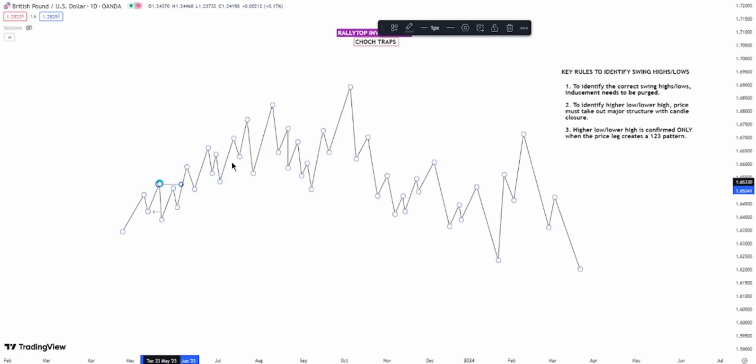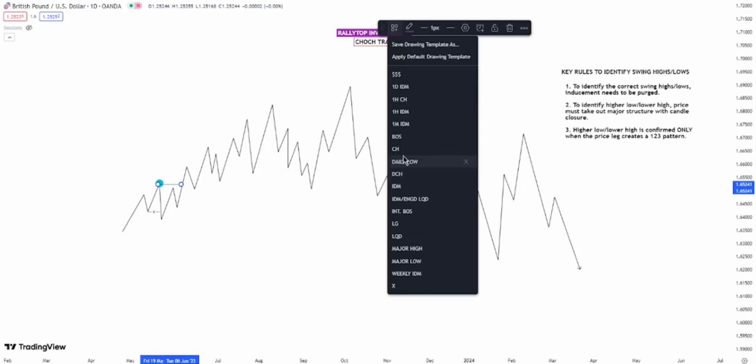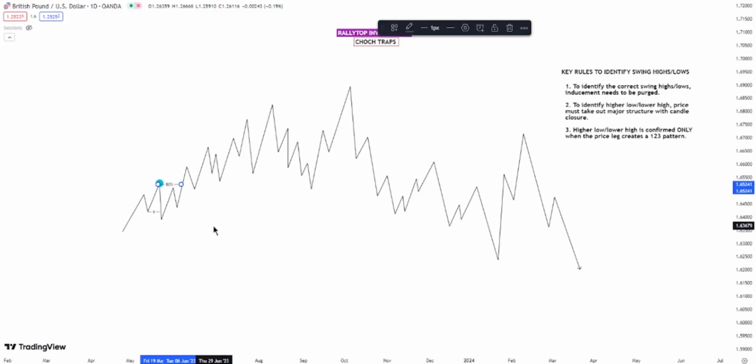And as you can see here, price has taken out that major structure high and closed above it. You need candle closure to be validated. So that's your break of structure there. And therefore, this higher low, having met rules number 2 and 3, can now be identified as your major higher low in the market. Simple. Can you see that?